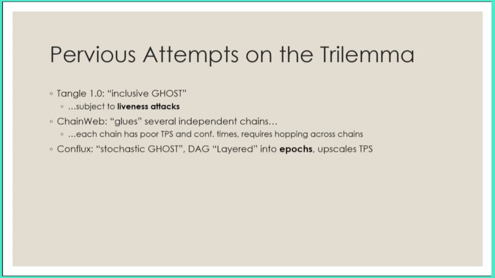Another non-solution is Conflux. They do something which you could call a stochastic GHOST. Essentially, they do create a DAG, but it's layered into epochs. Like you have these time slots, and only after the epoch ends can you go through the DAG and solve conflicts and see what's going on. And so it gives you high TPS, but it doesn't downscale confirmation times.